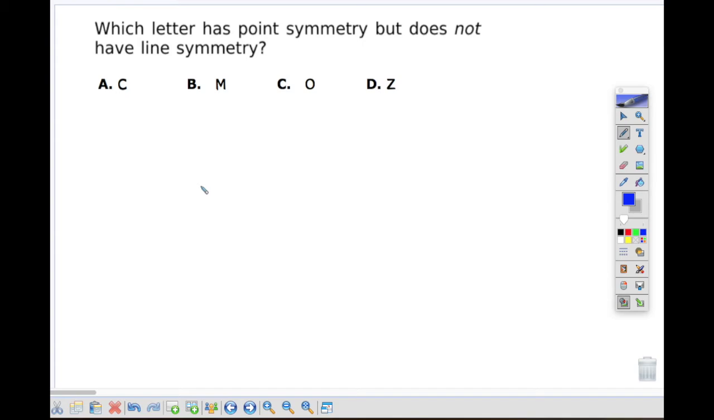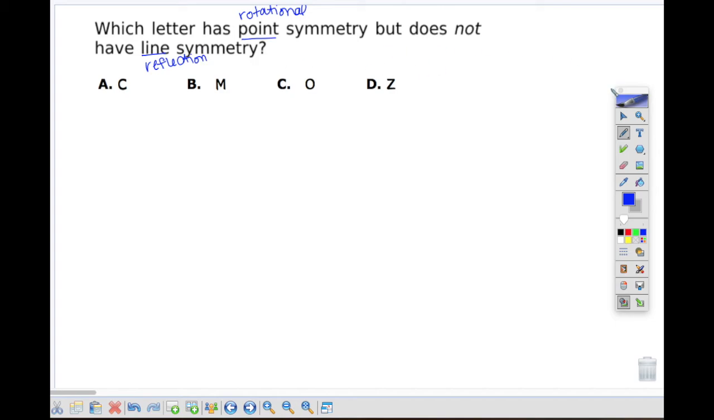Which of these letters has point symmetry? Remember, point is like rotational, but does not have line, meaning a reflection, same thing as line symmetry. So this means, which one could we pick up and rotate around the center and make it congruent, rotating it less than 360 degrees, but there is no line of symmetry? Okay, so these are our letters we have to choose from.